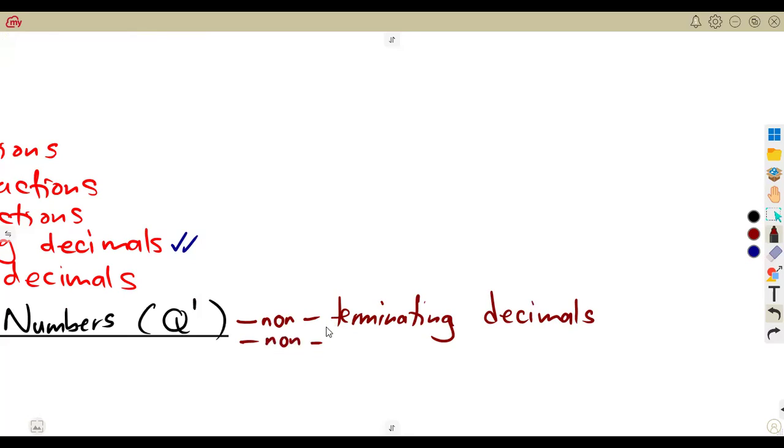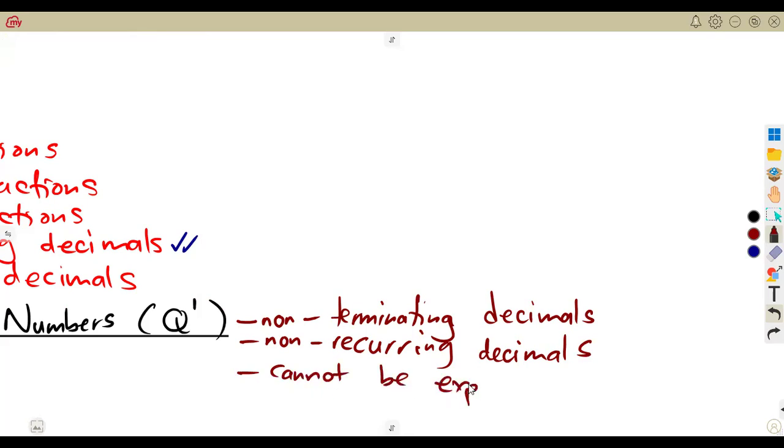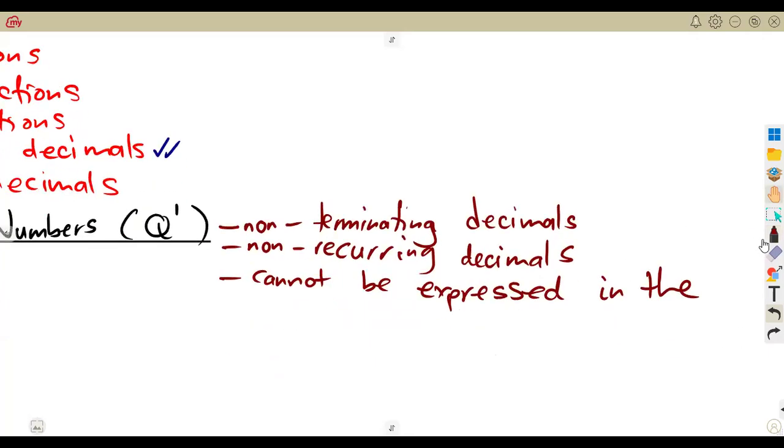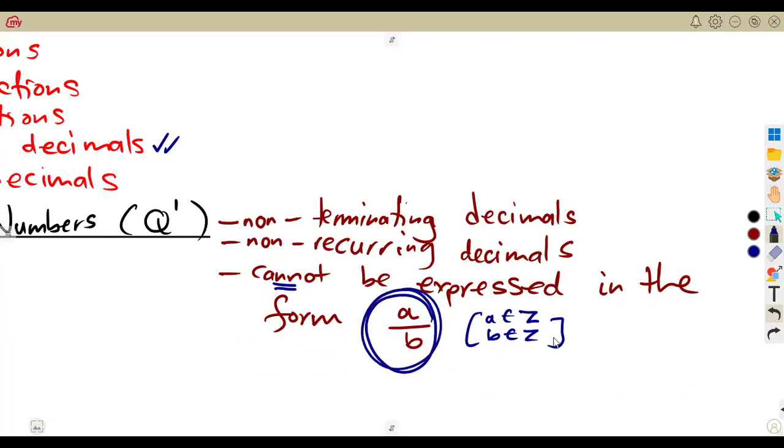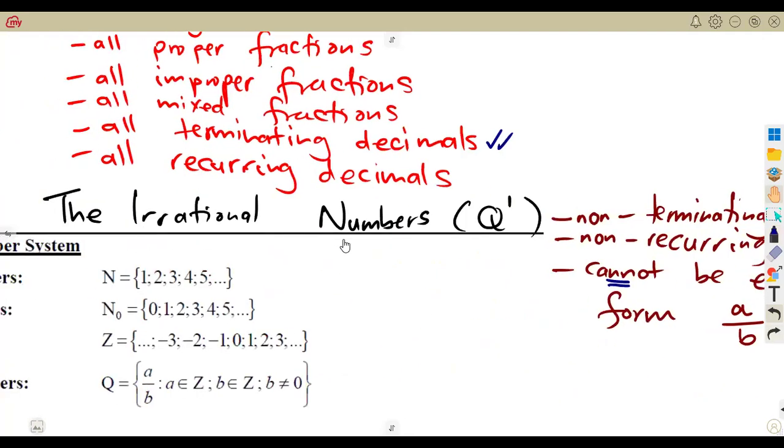All right, so we have non-terminating decimals. We have non-recurring decimals. If the decimal is not recurring, that is non-recurring decimals. Those ones are part of what? Irrational numbers. That is, they cannot be expressed in the form A over B, where A and B are what? Where A and B are integers. If that number cannot be written as a fraction like this, it means that it is a what? The irrational number.